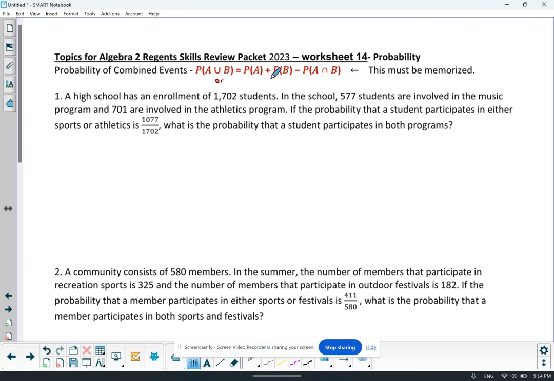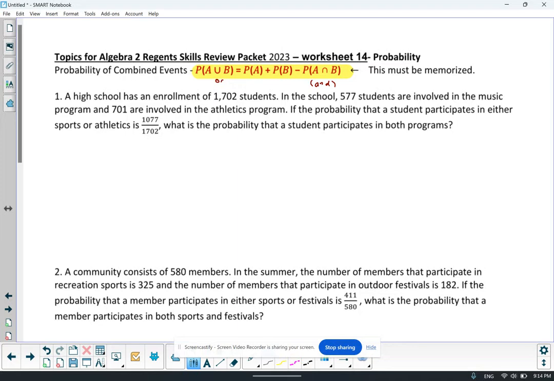Then I'm going to use this formula, and you do need to memorize this formula. So just take a moment to write it down, and I'm going to take a highlighter to this. This is the probability of A or B is equal to probability of A plus probability of B minus the probability of A and B. This represents the joint probability. And if two events are mutually exclusive, then the probability of A and B is equal to 0.